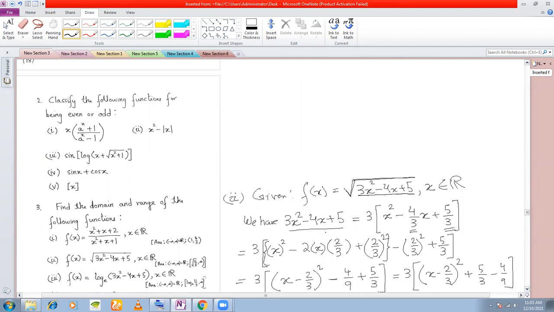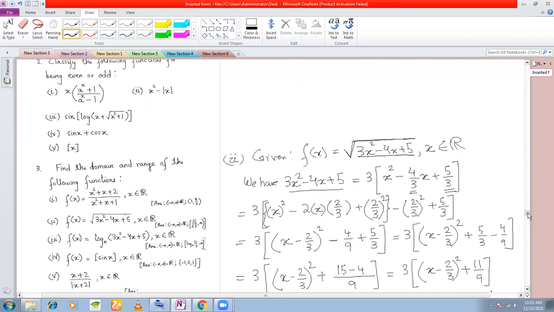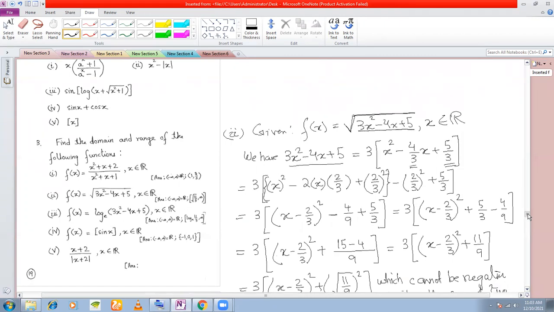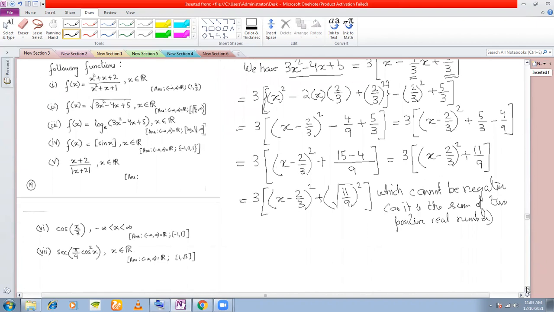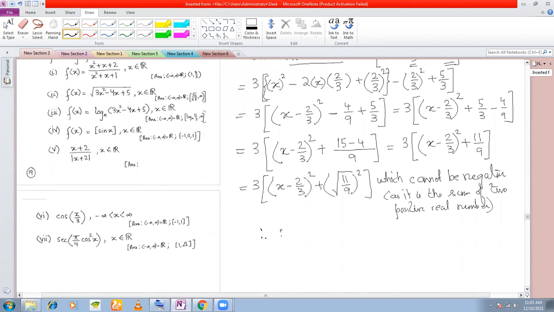So if this expression is always positive, what can x take? What should be the domain of f? x can take any real value, right? If this expression is always positive for any real value of x, then x belongs to R. Hence, what is the domain of f? Domain of f is the set of all real numbers, minus infinity to plus infinity.